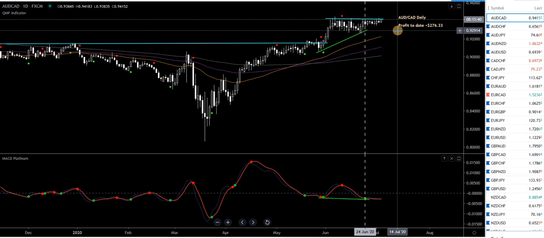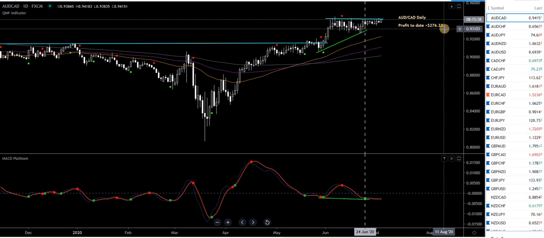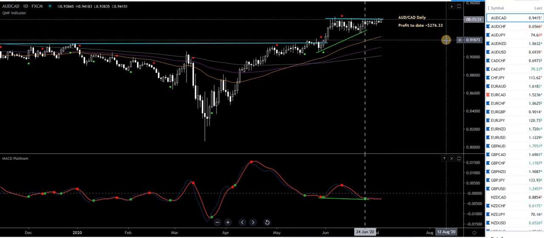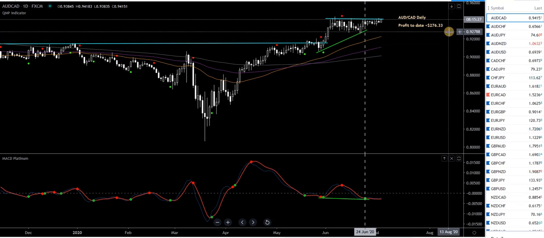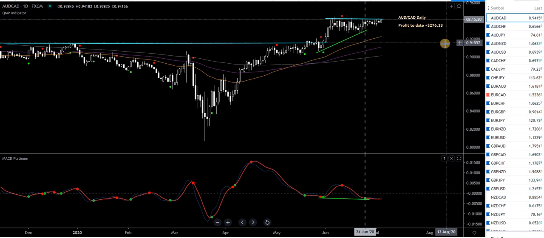So the profit to date is how much I've made on this pair since I've started trading it. Keeping in mind, this is all based on a 0.02 base lot, except for the pound USD. So all the other pairs are 0.02 base lot, which is about 20 cents per pip.